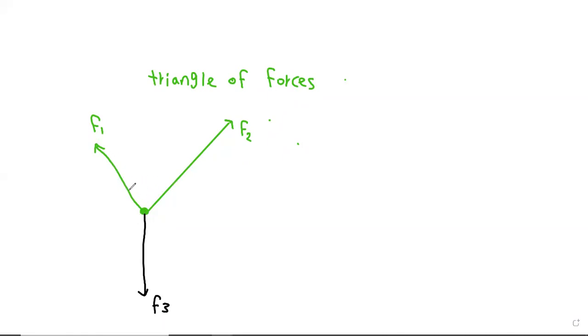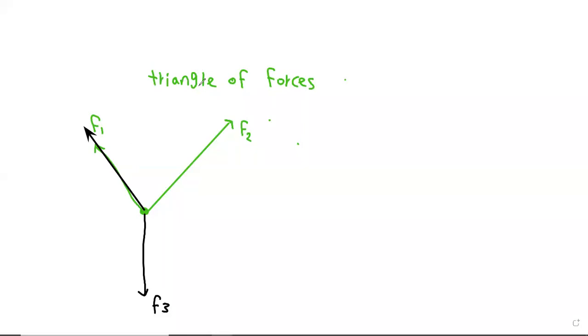Look at these forces here. I have F1, F2, F3. If I draw these three forces in one triangle, the force is proportional to the length of the side of the triangle. How is that?